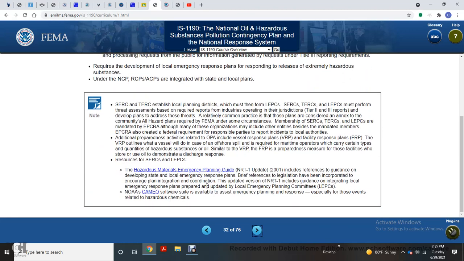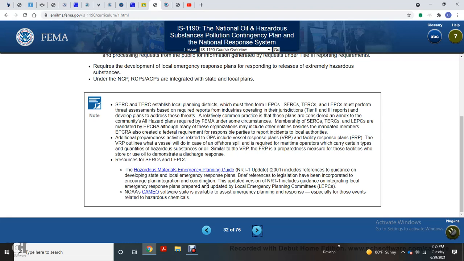Note: the State Emergency Response and Tribal Emergency Response Commissions establish planning districts, from which most of the local emergency planning commissions form. The local emergency planning commission must perform threat assessments based on required reports to industry, the operating jurisdiction, and Title I, II, and III reports, and develop plans to address those threats relative to the common practice of those plans. They consider the annexed community all-hazard plans required by FEMA under some circumstances.